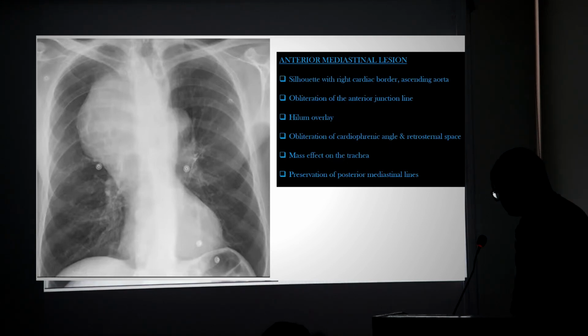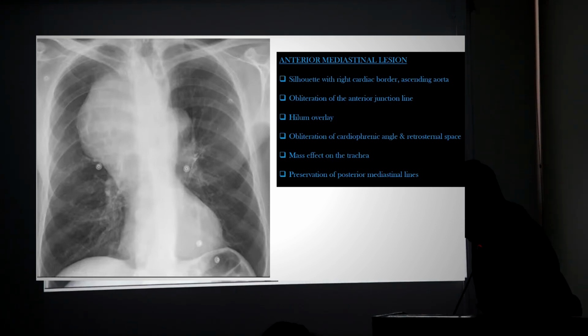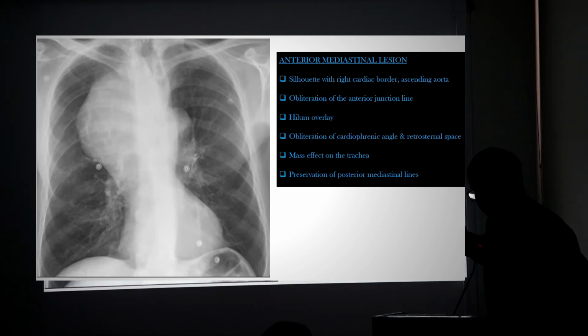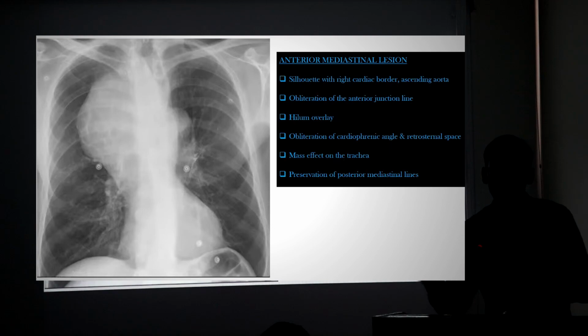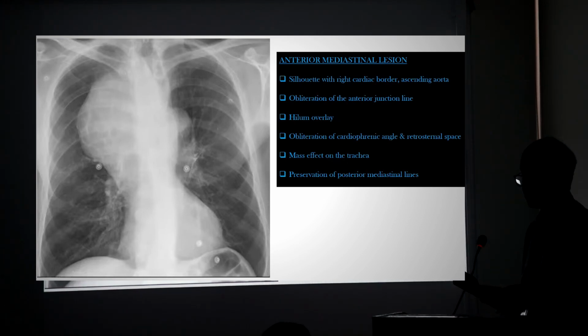So first thing, mediastinum or lung? It's making an obtuse angle over there, so it's in the mediastinum. After we know that this is in the mediastinum, we have to look for certain things. Are blood vessels visible through these lesions? Yes or no? Yes. Okay. If the blood vessels are visible, then definitely it's not in the middle mediastinum. So we are left with either anterior or posterior.